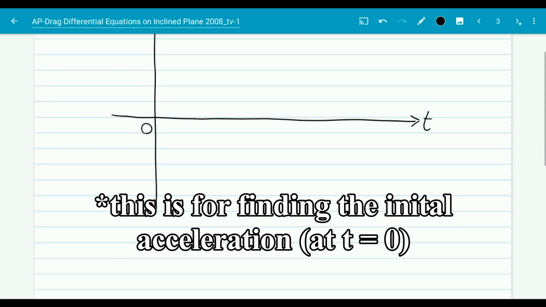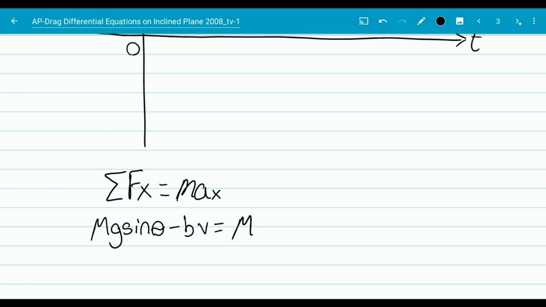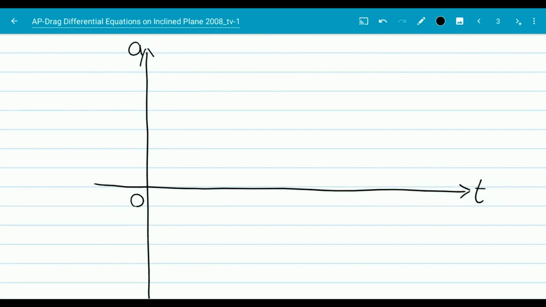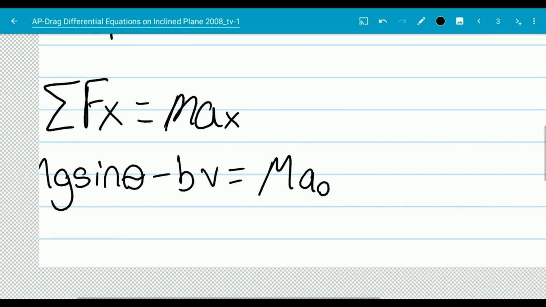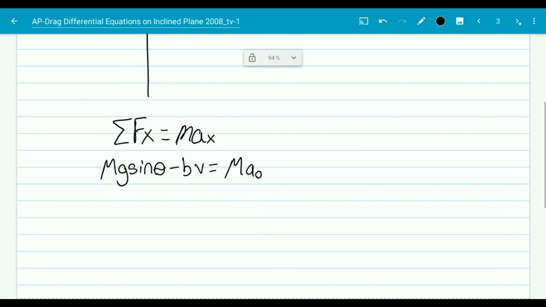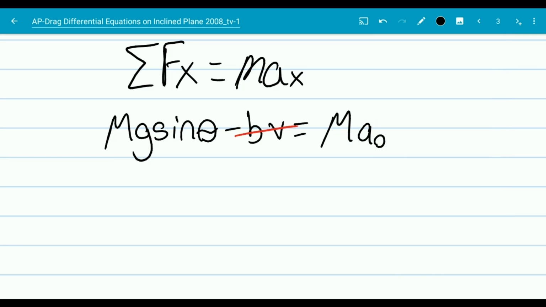So if we think about it mathematically, let's go back to the equation where we summed our forces. The sum of forces in the x direction equals ma. We said that the sum of forces in the x direction was mg sin θ minus bv, and that has to equal ma. We'll write a sub 0, because it wants us to indicate the initial value of a. Well, at t equals 0, which is our initial value of a, there's not going to be a drag force, so the value of the drag force is going to be 0.